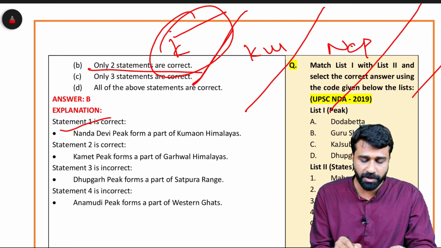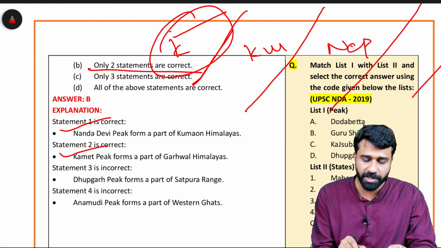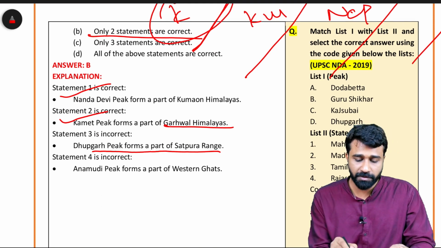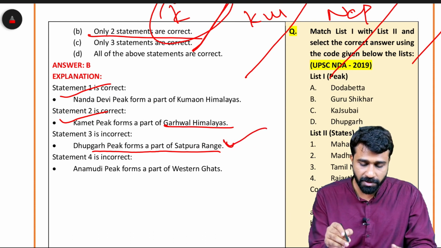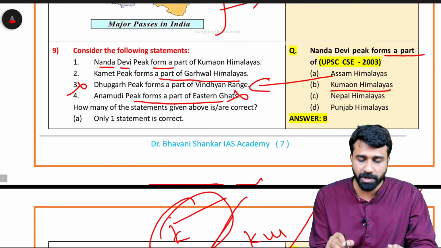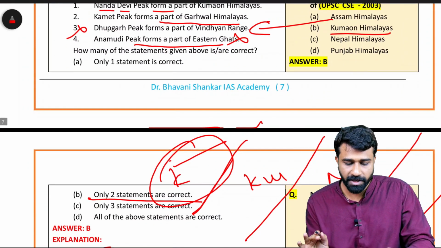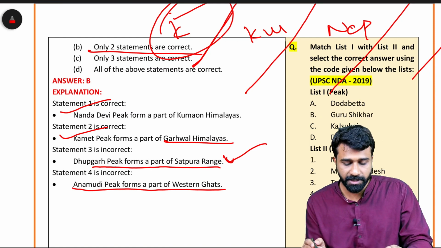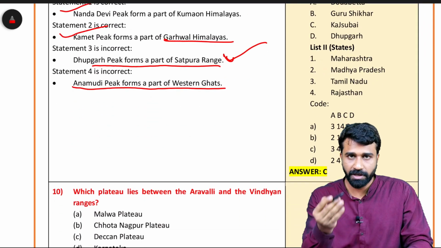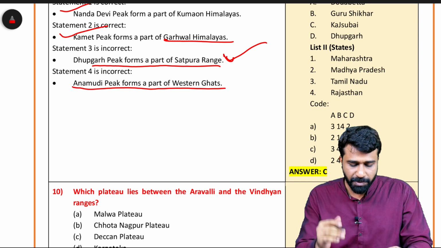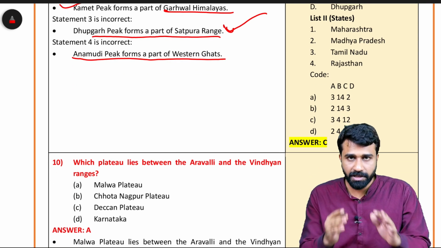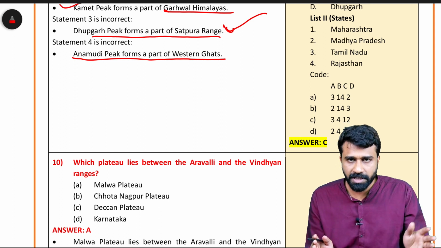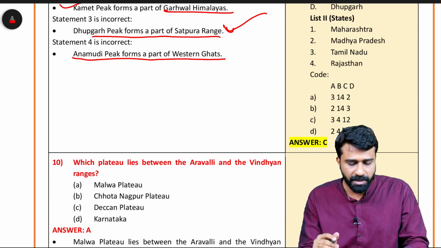Statement 1 is correct, just now we have discussed, 2 is also correct. Comet, no problem, it is part of Garhwal Himalayas, and Dhubgarh peak forms part of Satpura range, therefore this third statement is incorrect. Dhubgarh was not part of India's ranges, it was part of Satpura. Next, Anaimudi peak forms part of Western Ghats. Just now we gave you a question previously on the distinction between Western Ghats and Eastern Ghats. Anaimudi is the highest peak in the Western Ghats, and Mahendragiri is the highest peak in the Eastern Ghats.